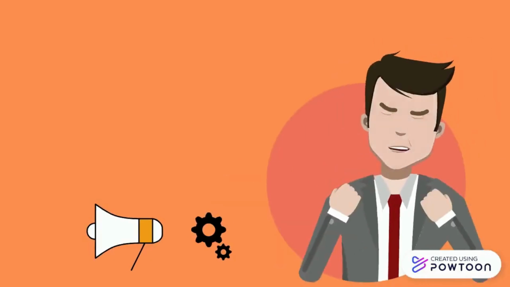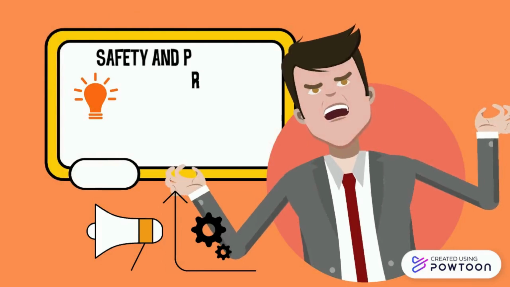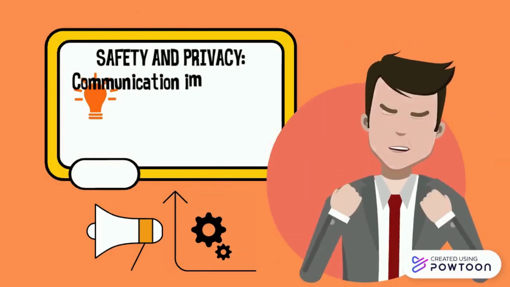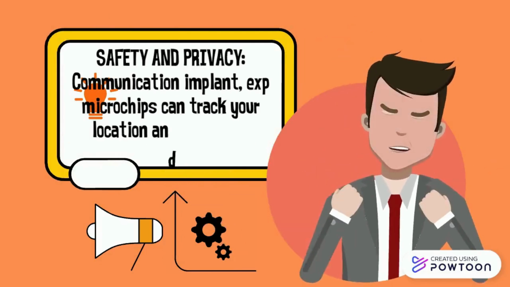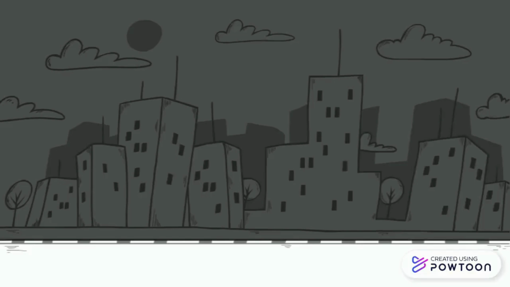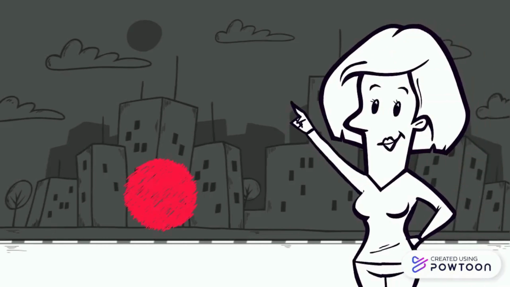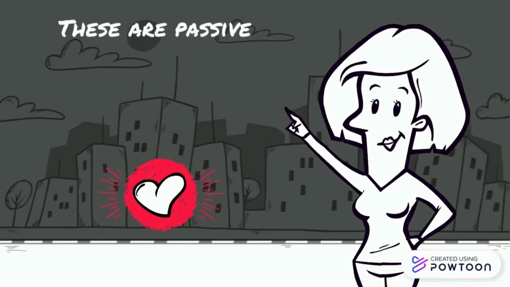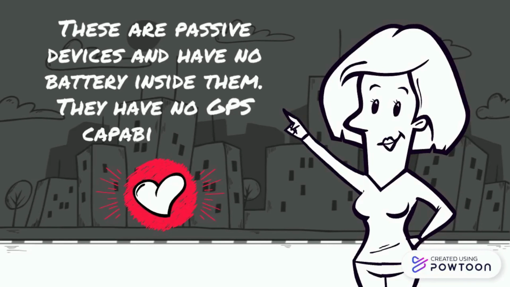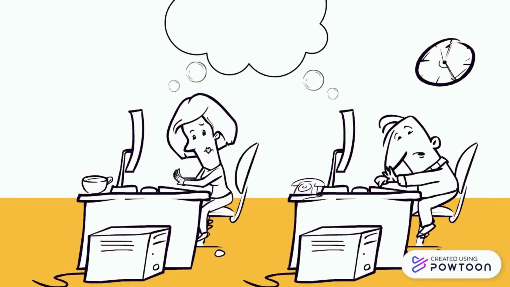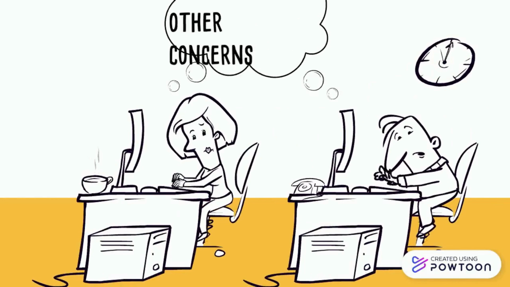And next, the safety and privacy issue. People always say that communication implants, for example microchips, can track our location and store our identity. Actually, all microchip implants are passive devices and have no battery inside them. They also have no GPS capabilities, so they cannot track your location. There are also other potential risks and concerns regarding communication implants.